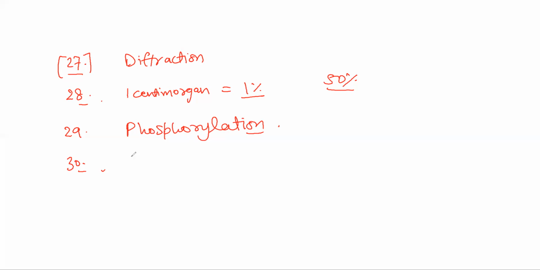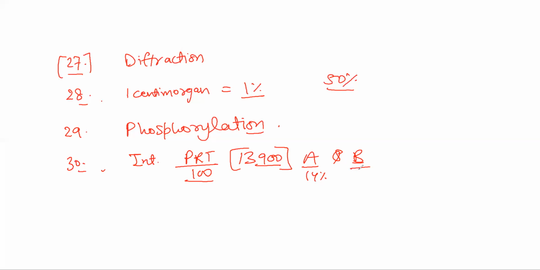There was a question in Part A about interest. Simple interest, PRT upon 100. A sum of 13,900 rupees was given, and it was invested in two parts, at 14% for A and 11% for B. We have to tell the exact amount of B according to this data. The total sum of money is 13,900. We can attempt this question by hit and trial method, by putting in the answers, or we can also solve it. The exact amount of B asked was 6,200 rupees.